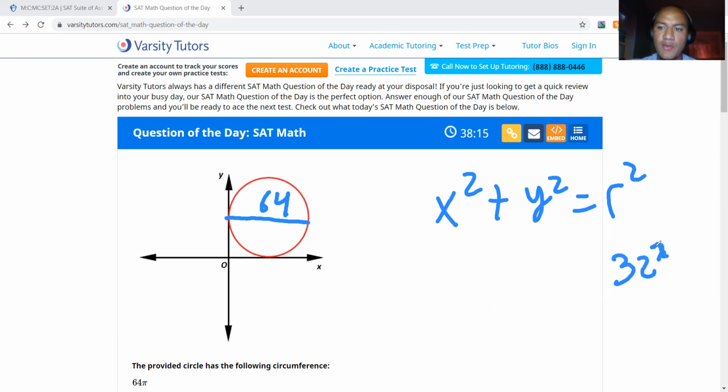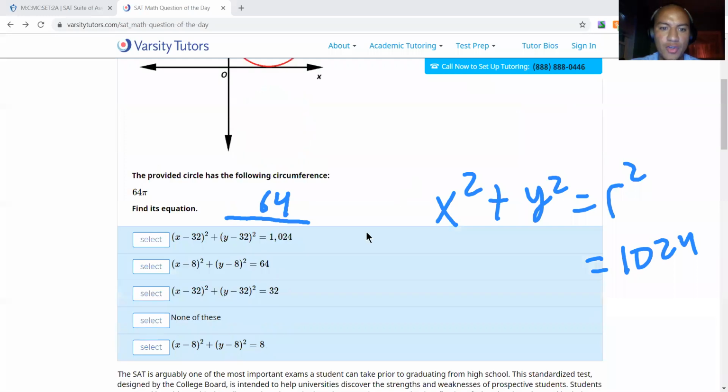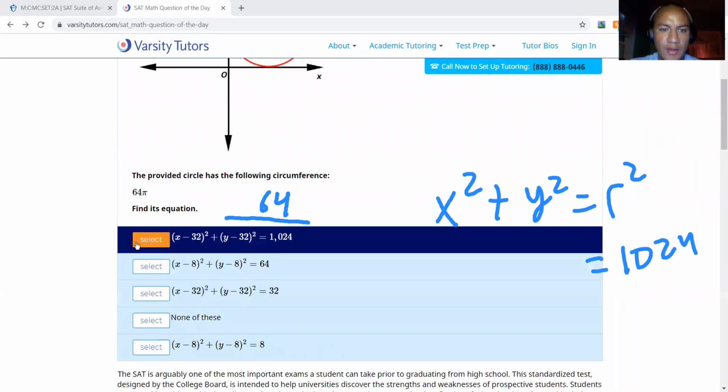And if you use my FOIL trick, you can do it in your head. You get 900 plus 60 plus 60 plus 4 is 1024. So really, it equals 1024. And that's what the radius squared is. Let's keep going down, and you'll see that there's only literally one, and that's got to be the answer. You don't even have to calculate this part, but I'm going to explain what this part means right now.